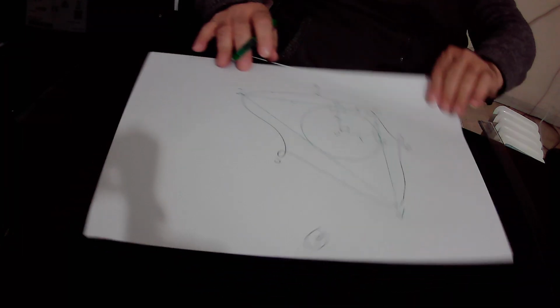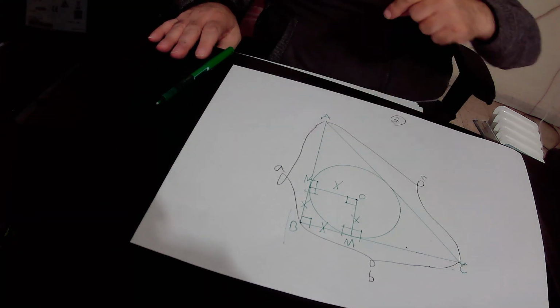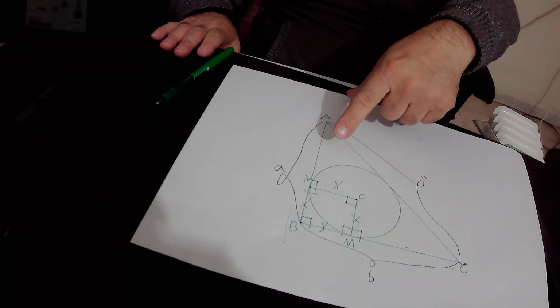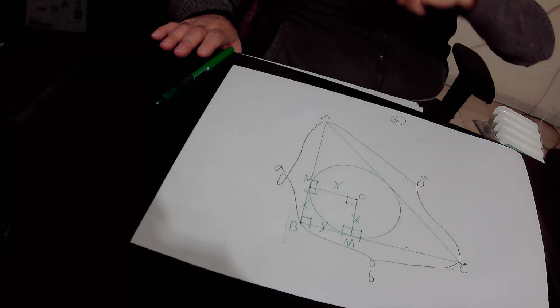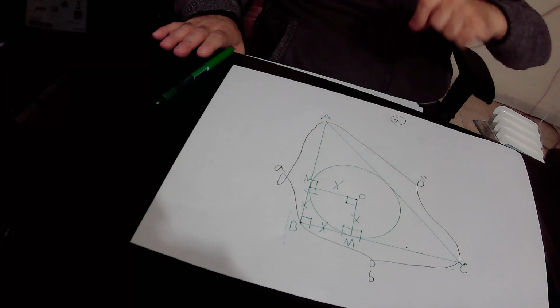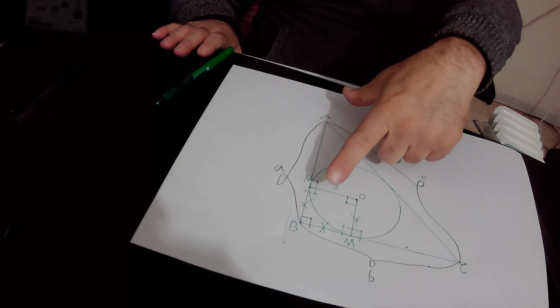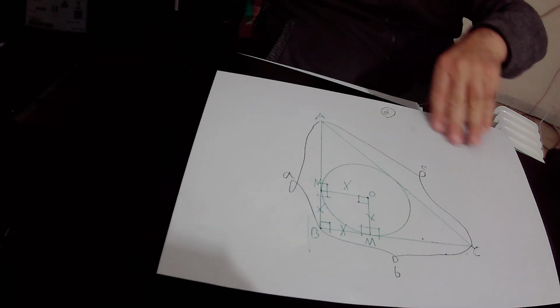Okay, so what is the length of line segment AN? From the drawing it is very easy to see that AN equals AB minus NB. So AN equals AB, that is A, minus NB, that is X. So in total AN equals A minus X.